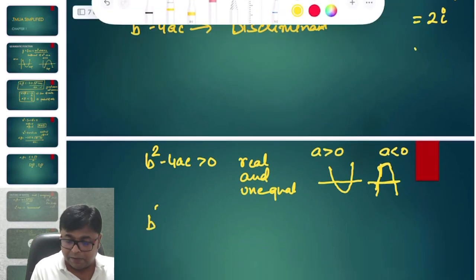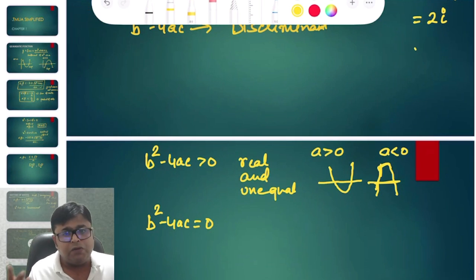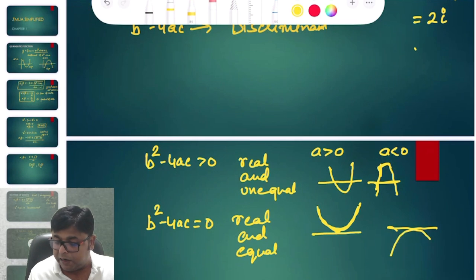But then there comes a case when b square minus 4ac is 0. Now if b square minus 4ac is 0, then the root of 0 becomes 0 only. So my roots will be minus b plus 0 by 2a and minus b minus 0 by 2a. Both will give me the same value. So I can say roots are real and equal, to which I can say the shape of the parabola will be such that the x-axis will be tangent to it, touching and going. So this is how you should understand the graphs.